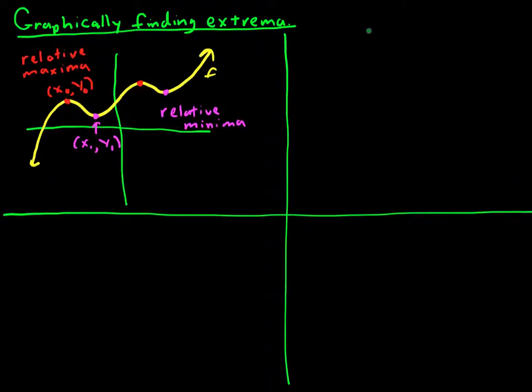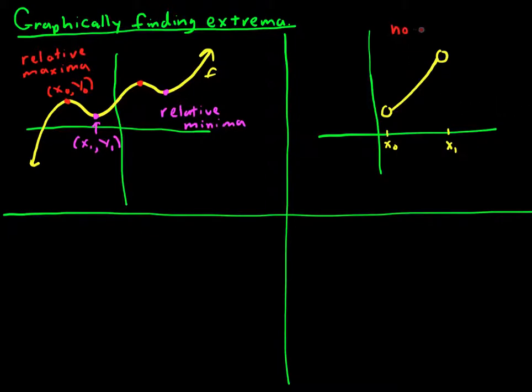So, if I have an open interval like this, okay, so open from x naught up to x1, notice this has no extrema. I do not have a relative minimum, an absolute minimum. I do not have a relative maximum, absolute maximum.